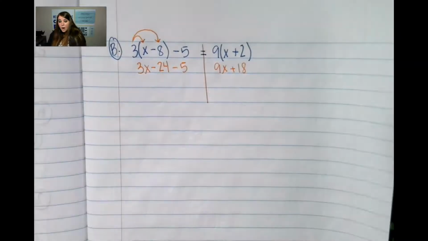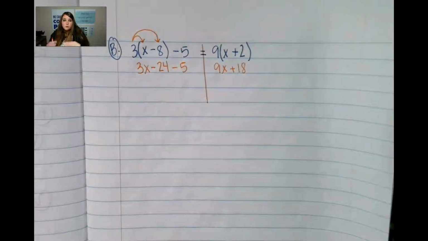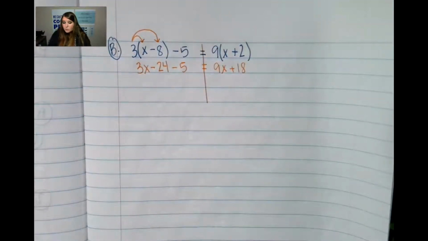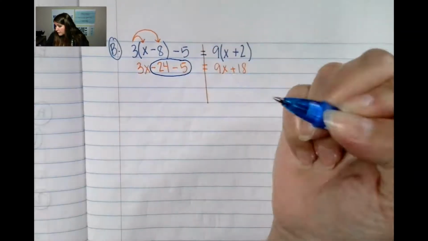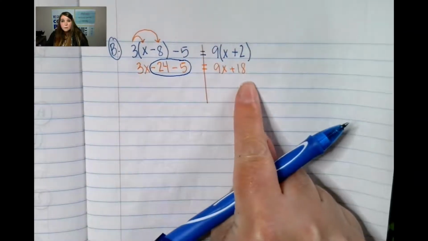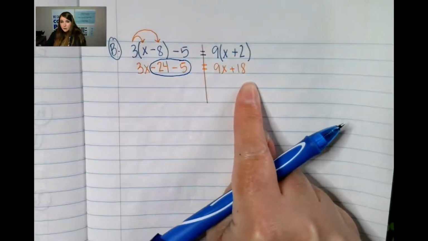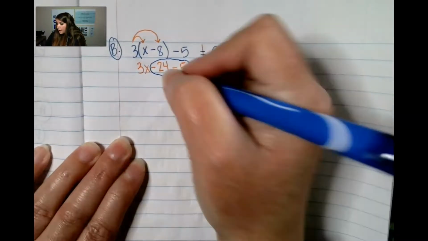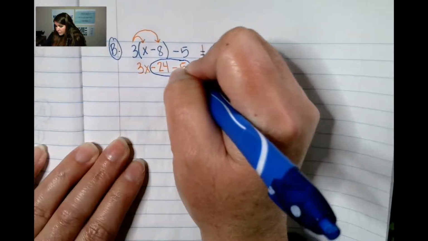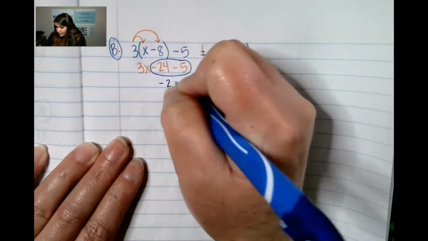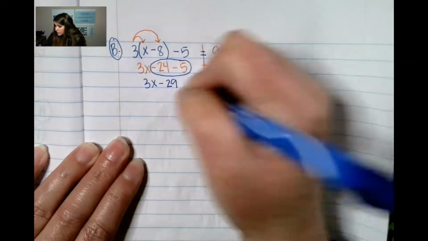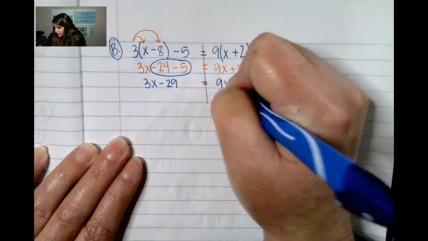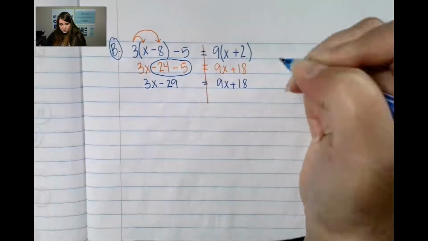Okay, so before I move on to the next step I want to make sure that everything is combined. So I now am going to combine my like terms right here. These need to be combined so that the problems look the same on both sides. Remember, we want it to be balanced. So instead of here, I had negative 24 and I subtract 5 more, which means I have a negative 29. So 3x minus 29 equals 9x plus 18.